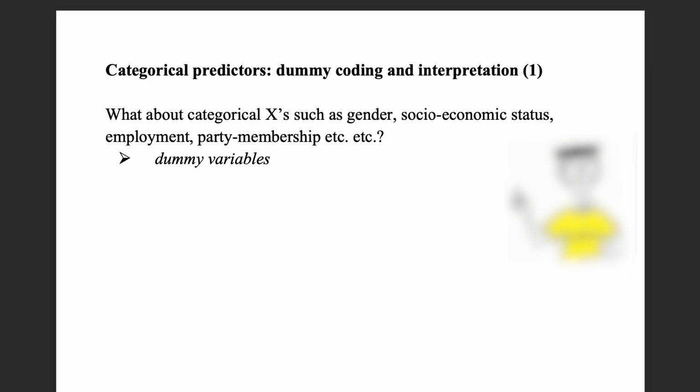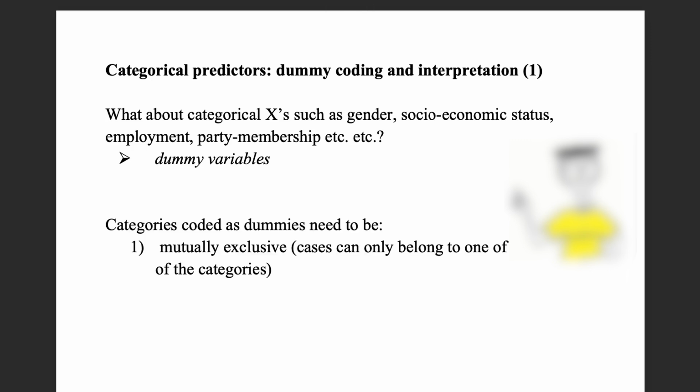Well, as always, let's start abstractly with what's behind it and how does it work technically, and then we'll go into concrete applications. So one thing that's important to be aware of is that this works if your categorical variables are mutually exclusive. So meaning that if you have a variable that is measuring things in categories, then your cases can only belong to one of those categories.